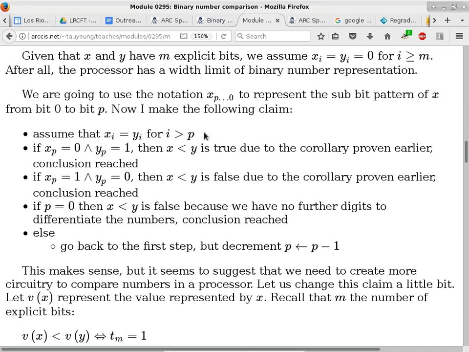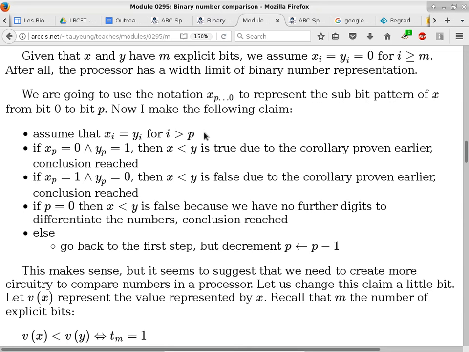Is that part okay? So bit p is the most significant bit where x's bit p and y's bit p are different. All the bits that are more significant than bit p are the same. Does everybody understand what p is representing? It is the position of the bit where we encounter the first difference of the two numbers.